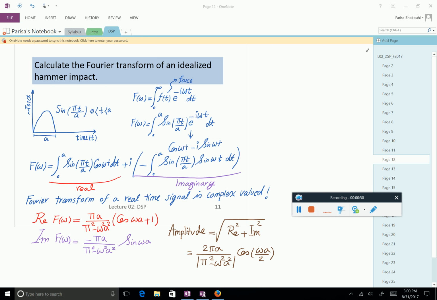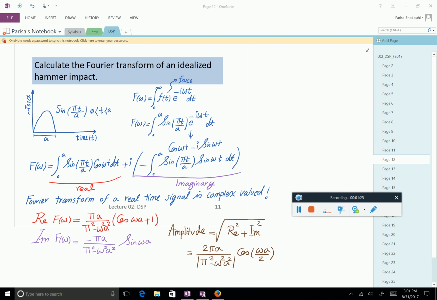What I want you to see here are a few things. This is a real signal. It's a force signal. If you do this very simple calculation, very soon you see that the Fourier transform is a complex valued vector, let's say, and it has a real and an imaginary part. And of course, for a complex valued variable, you can calculate amplitude and phase. So that's where we stopped last time.